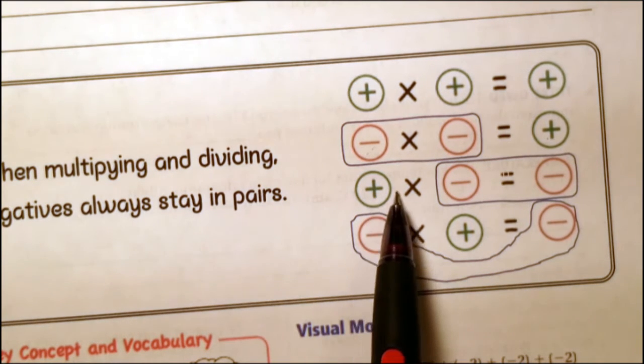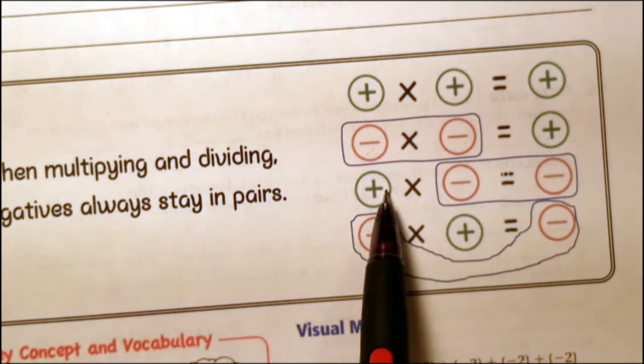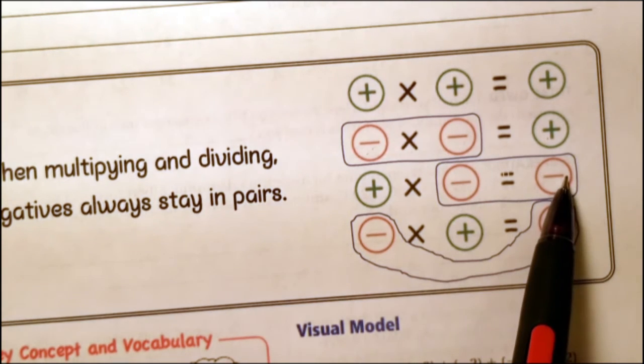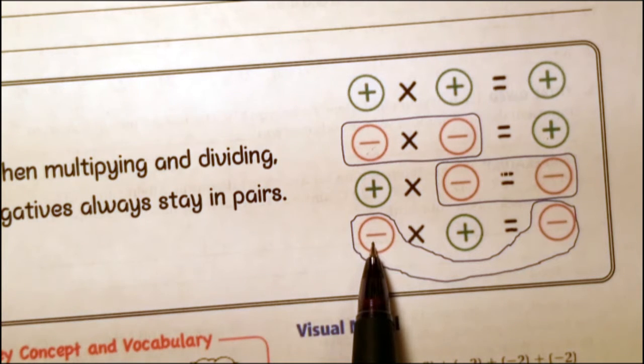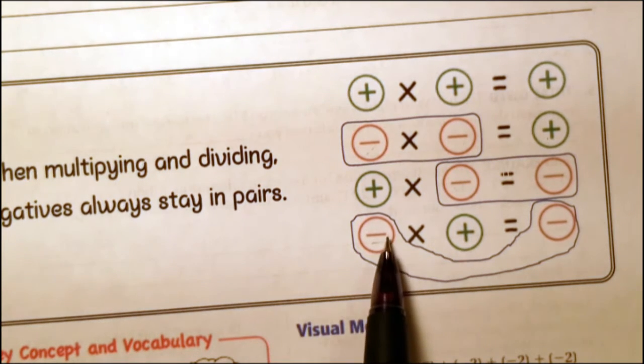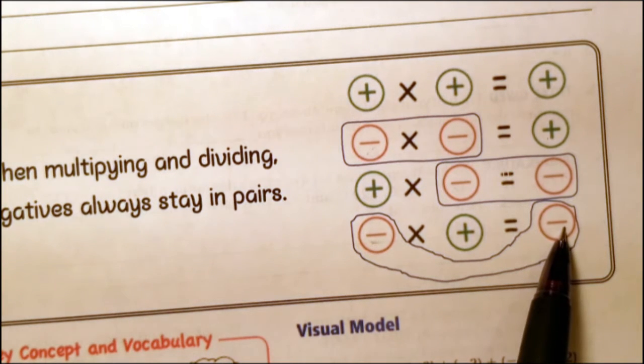If you have a positive and a negative, the negatives go in pairs, so if you've got one in the problem, you've got to have another one in the answer. Again, if you've got one in the problem and the other's a positive, if there's one in the problem, the other one has to be in the answer.